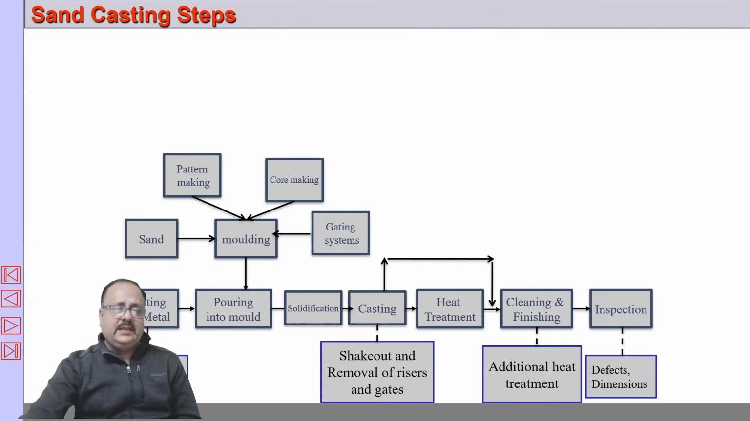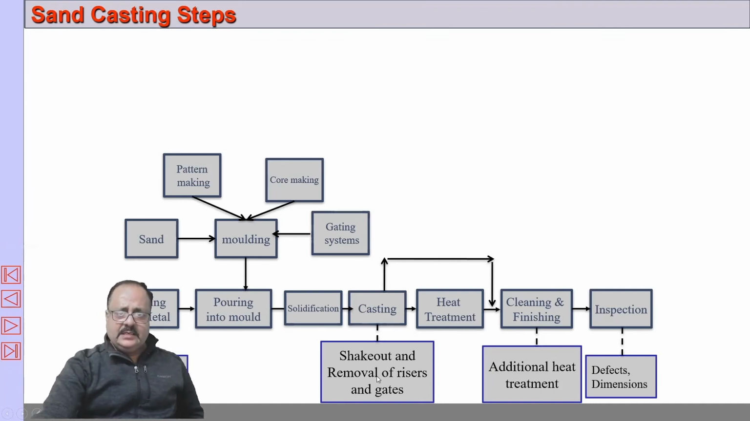So in sand casting, we have to make patterns, we have to make core, and the sand is made. So entire thing is assembled with gating system, and then we melt the metal in a furnace, pour it in the mold, it solidifies, take out the casting, which is called check out, and removal of risers and gates, and heat treatment if required, else cleaning, finishing, and then inspection for any defects and dimensions, then it is shipped.